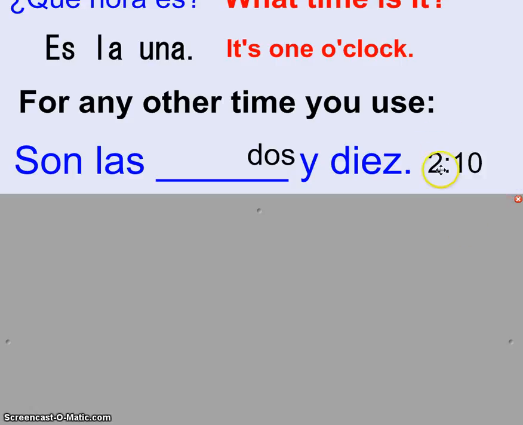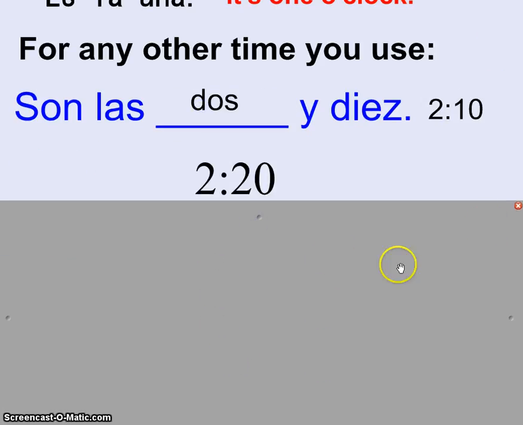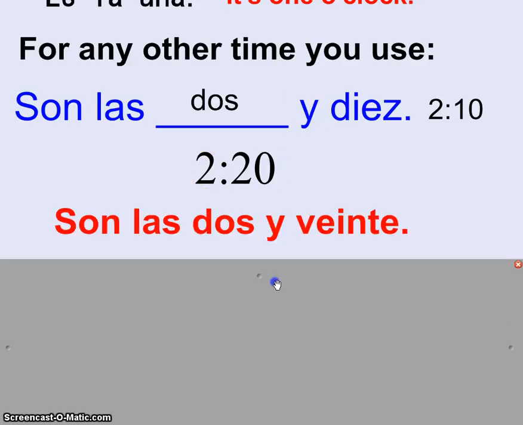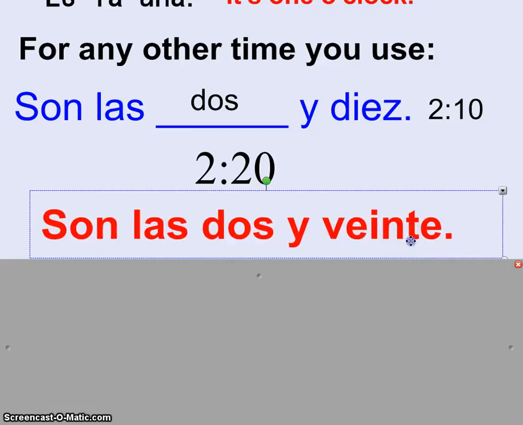Okay, not too hard. Son las dos y 10. Let me see what my example looks like down here. Oh, what if it's 2:20? Well, we know that 20 is 20. So we're going to use this exact same formula and say son las dos y 20. There it is. Son las dos y 20. 2:20. Not too bad, huh?